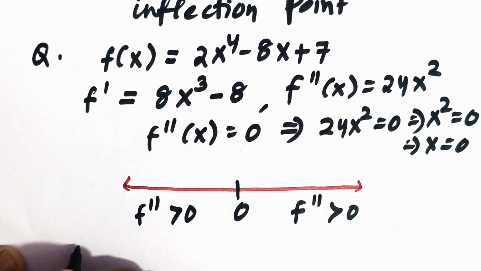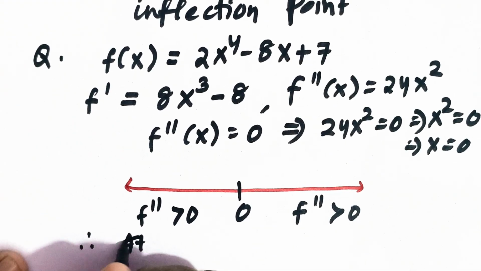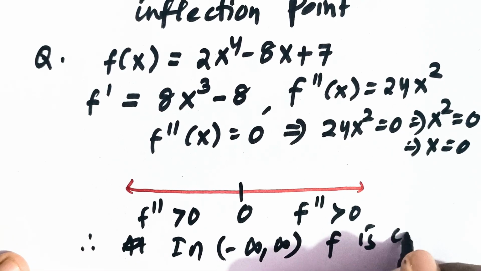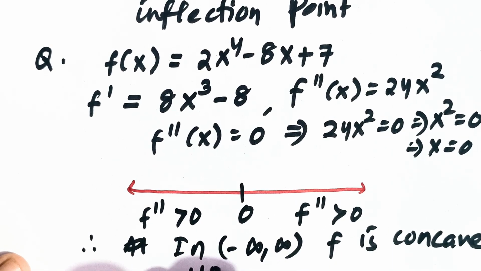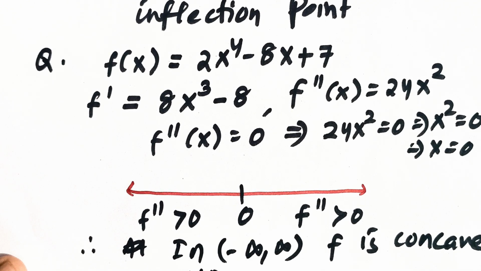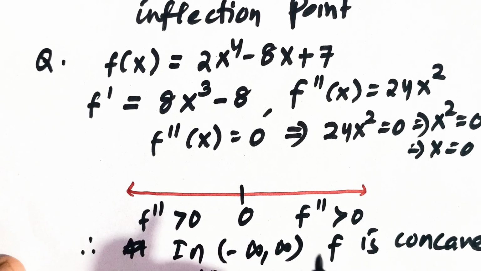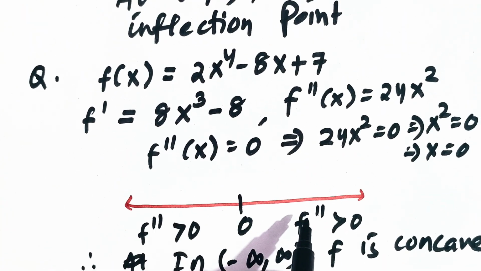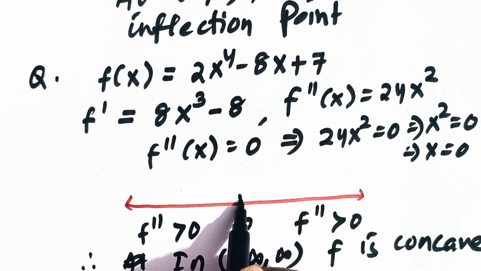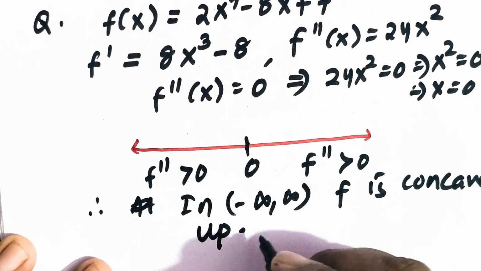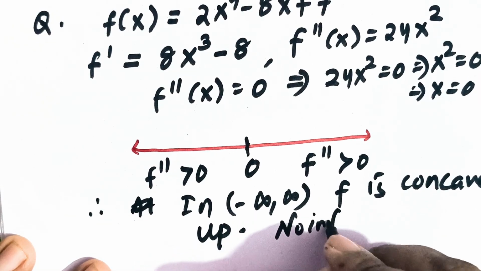So therefore, in minus infinity to infinity, f is concave up. So at all points our function is concave up, our double derivative is positive. And is this a point of inflection? The answer is no, because here we have concave up, here it is also concave up. So this is not a point where concavity changes. So there is no inflection point.